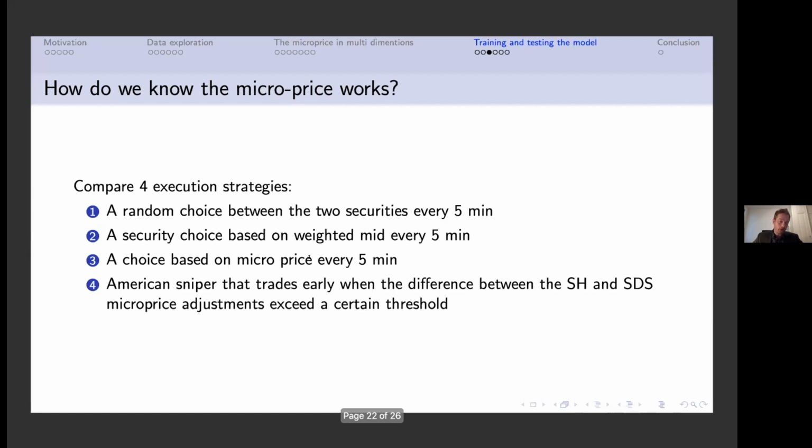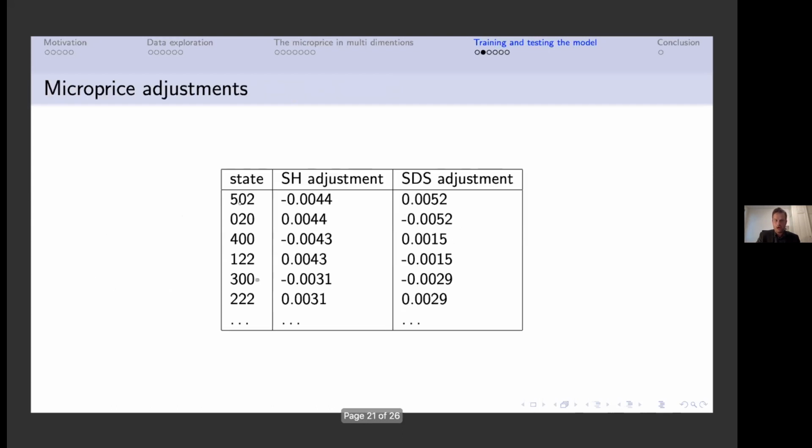And the reason I'm calling it American is because this very much resembles the idea of an American option or an early execution, which means that instead of trading once every 5 minutes, within the 5-minute time period you can observe the state of the order book. And if the difference between the two micro price adjustments, SH and SDS, exceeds a certain threshold, then you buy the cheaper of the two. So, a typical example is if you observe 502 and you need to buy, SDS is clearly the one to buy, and the difference between these two numbers is very high.